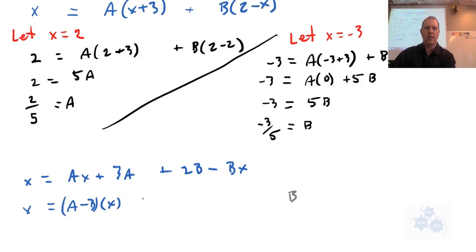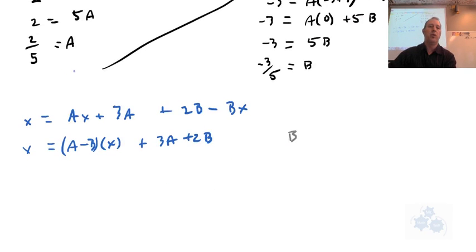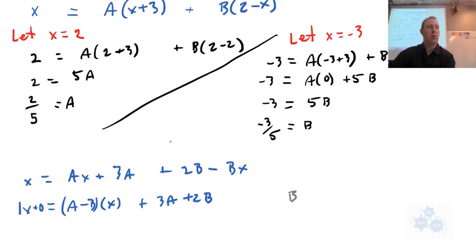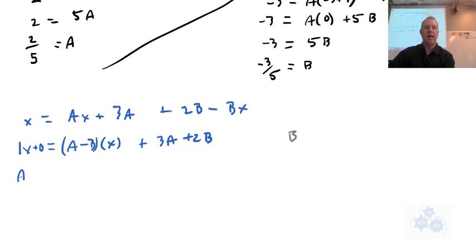We can do that together, and then plus 3a plus 2b. Okay, so a minus b has to equal 1. Okay, but let's just see here. So we've got 3a and 2b, and we've got 1x here and then plus 0, right? So is that what you did? Okay. So you've got a minus b equals 1.